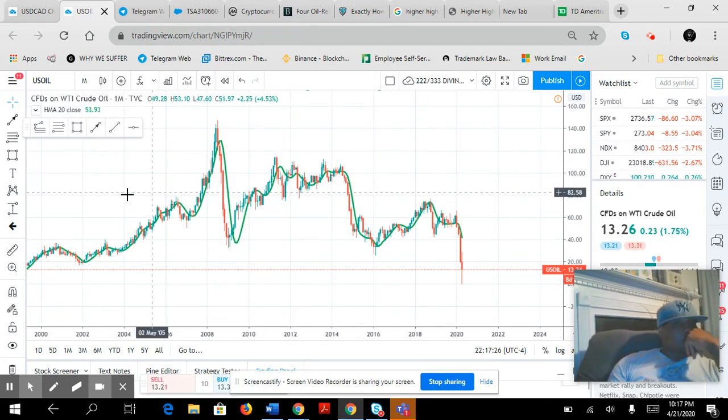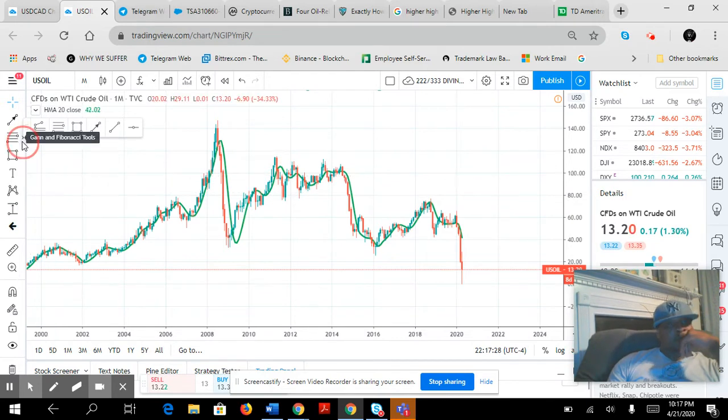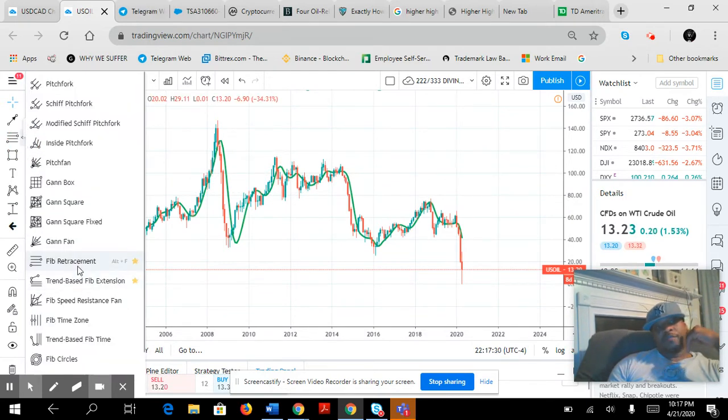All right, so I'm gonna go over to my measurement. I'm gonna go to my tools over here to the left. You see Fib retracement. That's what we're gonna be using right here. And then you see it says trend base. We're gonna be using that. But before we do that, I want to show you guys something.